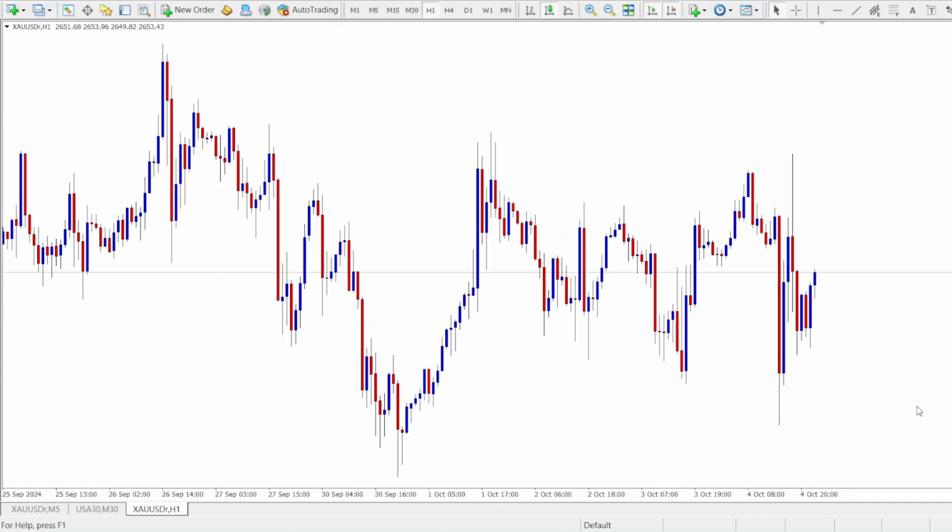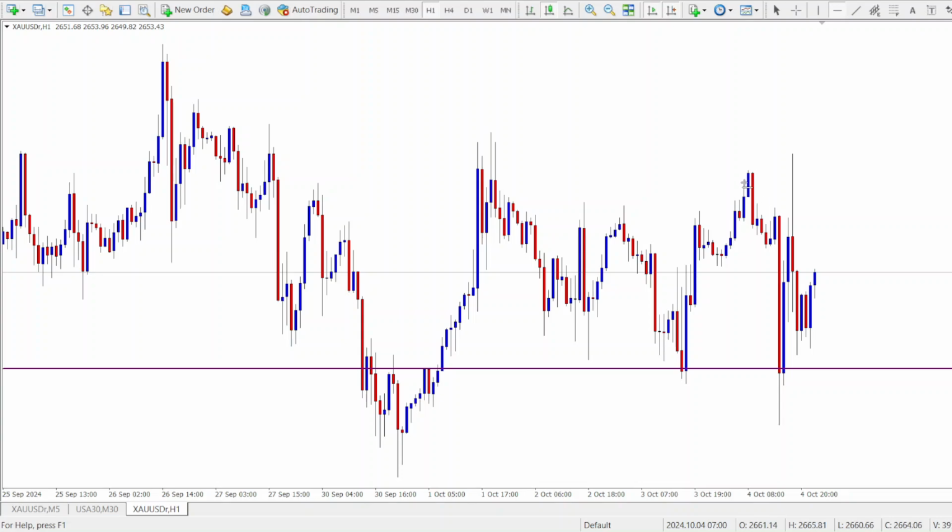So the first strategy that we are going to be considering is the price action trading strategy. Now, as we all know, price action focuses on interpreting raw price movements. Price action traders focus on the raw price movements without the use of any lagging indicators. Price action for gold trading involves analyzing support and resistance levels. Basically, the price action trading strategy focuses on support levels and resistance levels.